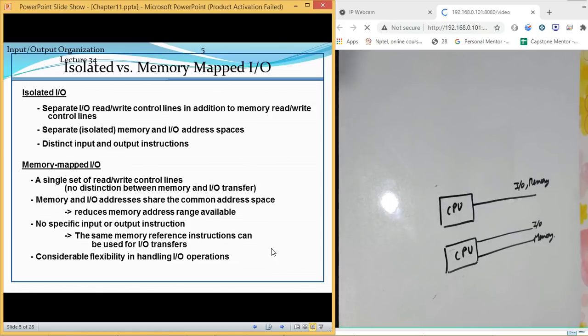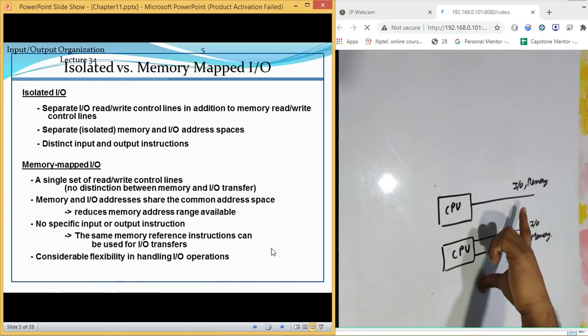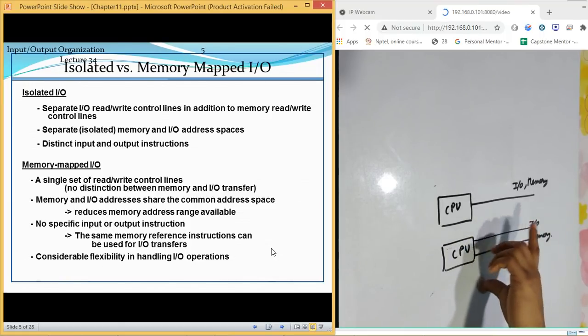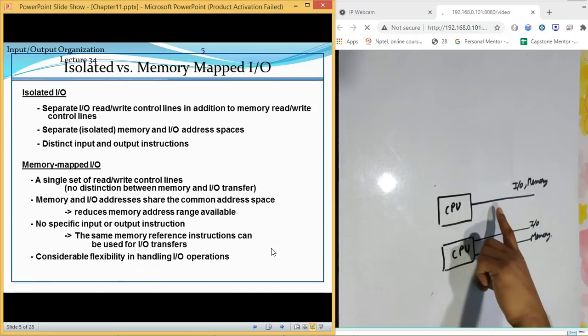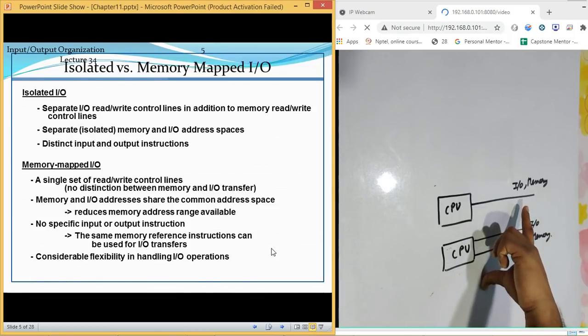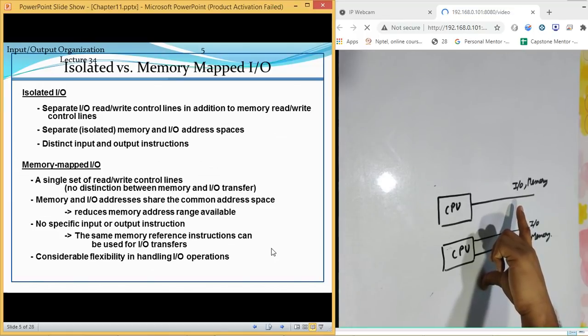Now let us move to the next topic, that is memory mapped input output. So in memory mapped input output, we have a single read and write control line. There is no difference between input output or memory. Both memory and input output addresses share a common address space. So they have the same address space.